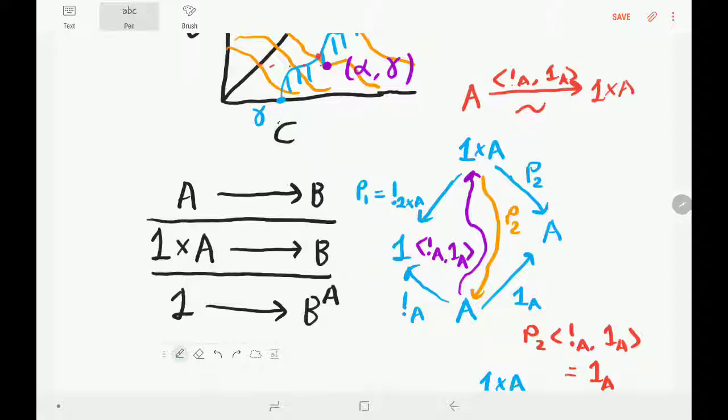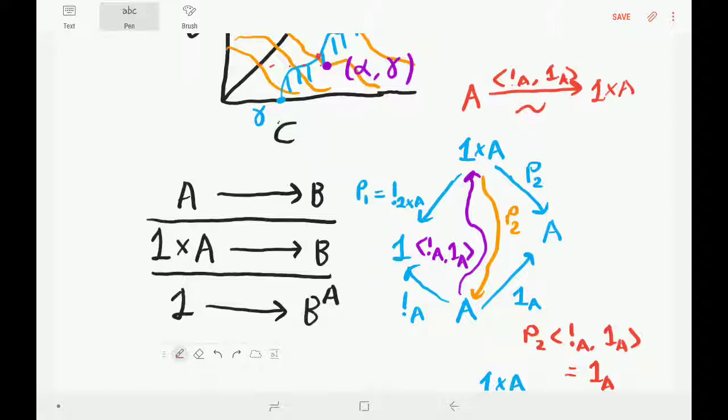So, this is a big deal in the category of sets, because an arrow from the terminal object into an object in the category of sets just picks out an element. So when we're working in the category of sets, b to the power of a really is the set of functions from a to b. Each element in it corresponds to a function from a to b.